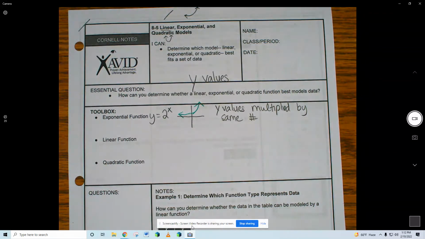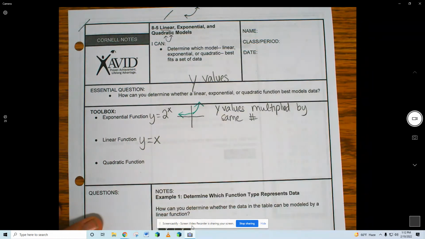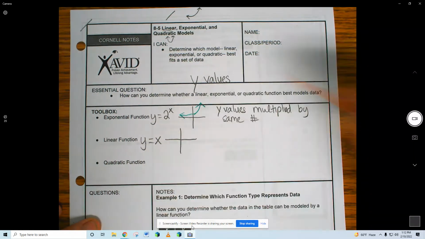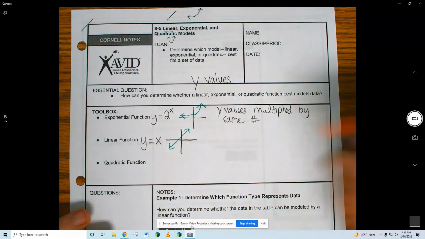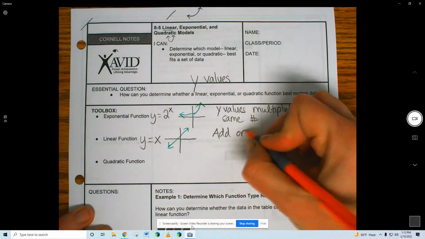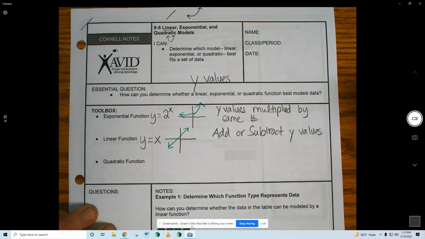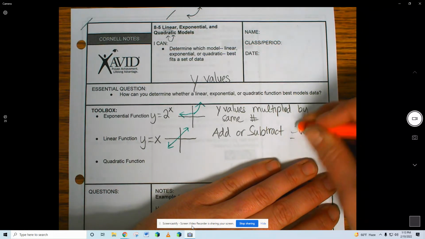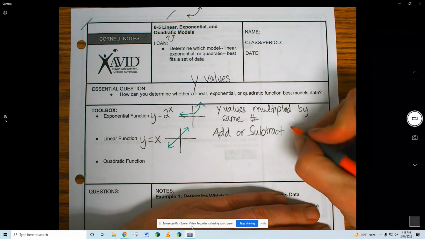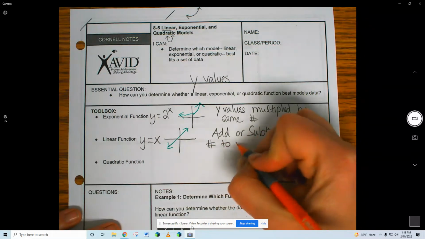Okay. My linear function is y equals like just x to the first power. I'm going to add or subtract the same number to my y values.